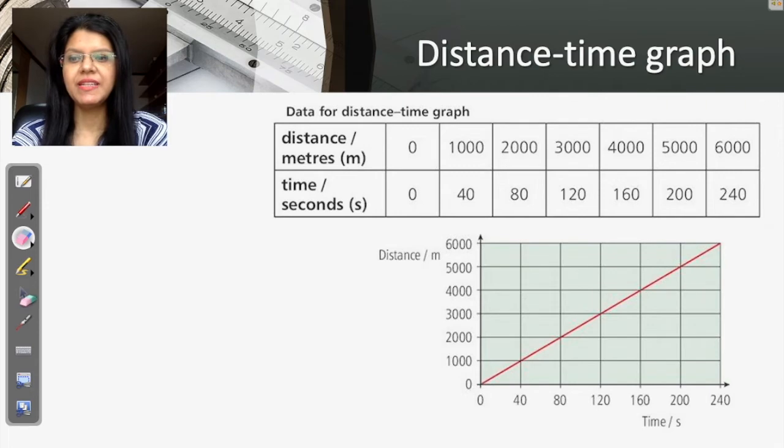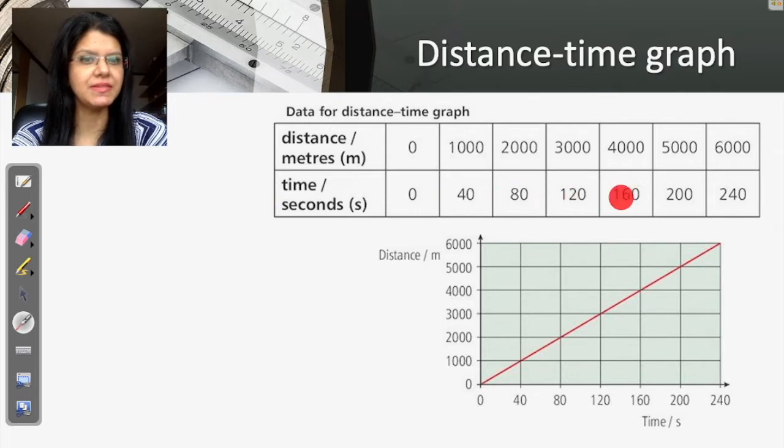So why do we need to plot our distance time graph? Let us look at the 2 sets of data which you see on the screen. The first set of data that you see is in the form of a table. The second set of data that you see is in the form of a graph. Now look at the 2 sets of data. They are the same set of data, but which one do you think is easier to understand?